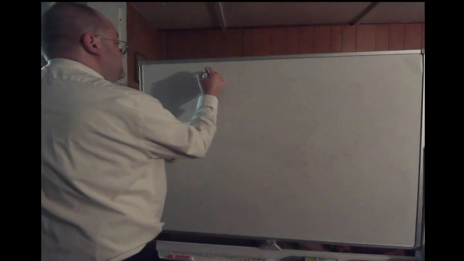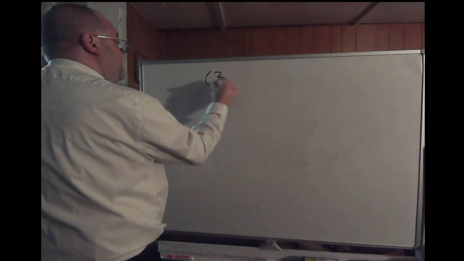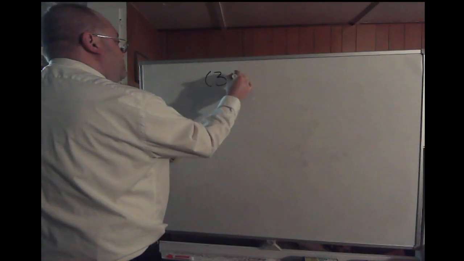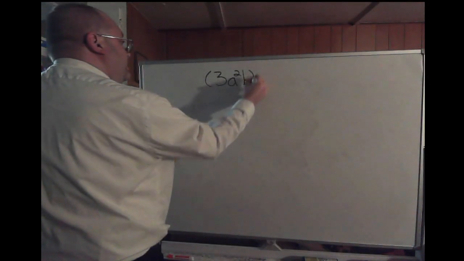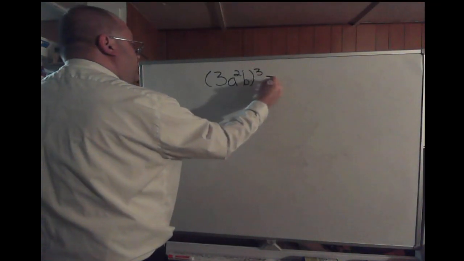So you see, these really aren't that bad, quite honestly. They're really not that bad. Now let's spice it up a bit. We have 3a squared b, that quantity, to the third power.